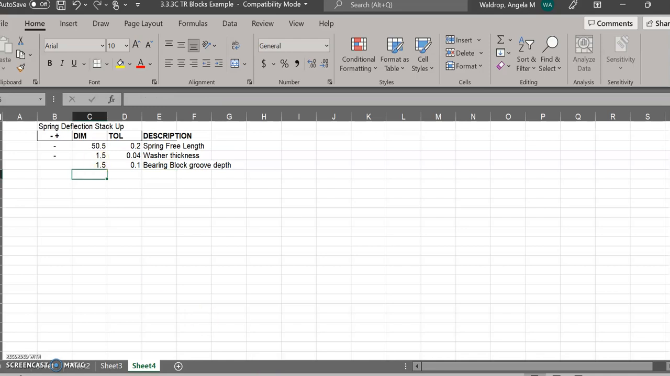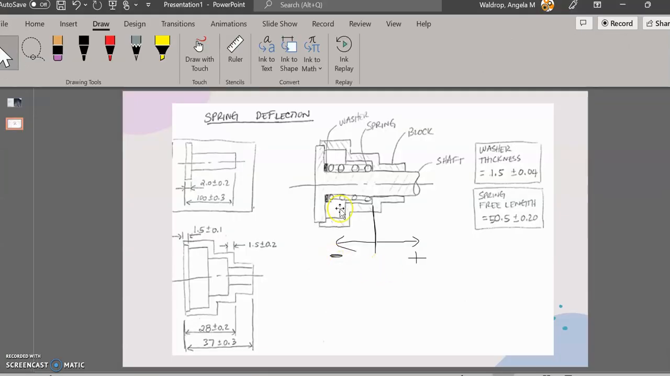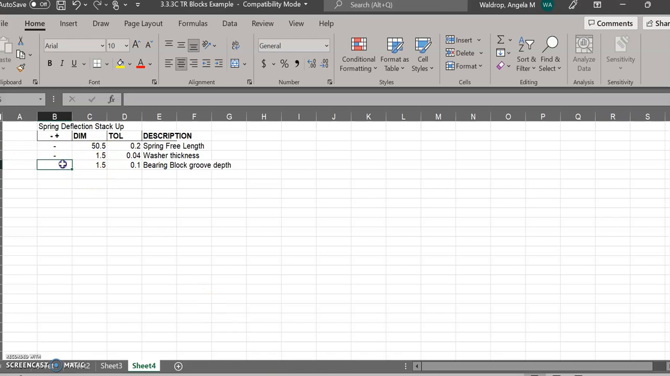And I am also moving, going back to the picture, I'm also moving in that negative direction. I'm going from this edge to that edge, okay? So I'm going to make sure I put that negative dimension in there.